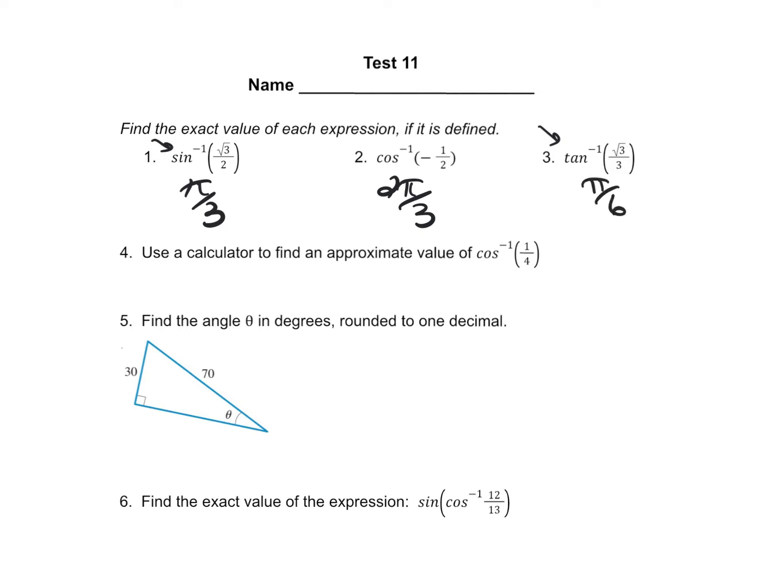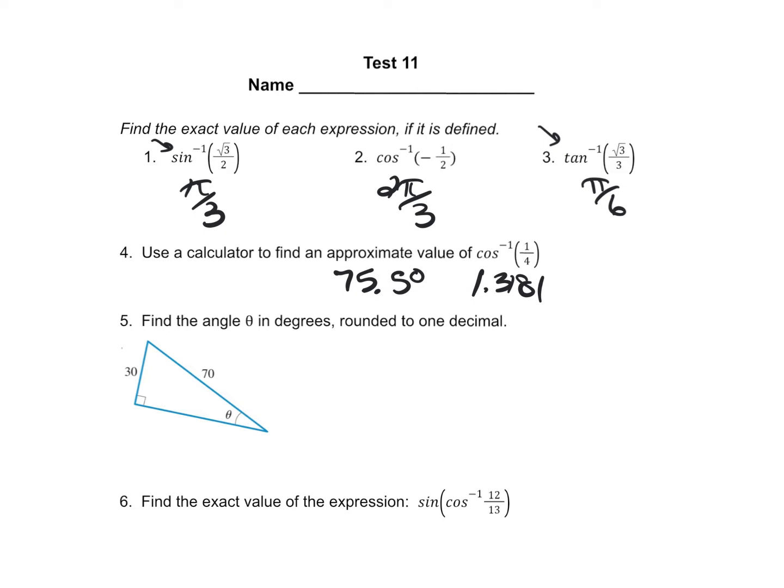Number 4 says use a calculator to evaluate or approximate. Hit inverse cosine of 1/4. Hit enter, and in degrees, it'd be 75.5 degrees. If you want to go radians on that one, just change your calculator to radians, which I'm doing right now, and hit the same things. Inverse cosine of 1/4, and in radians, it'd be 1.3181. It didn't really say which one to use, so either one is fine.